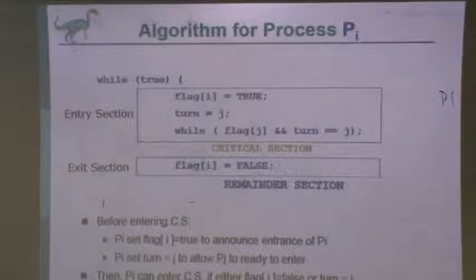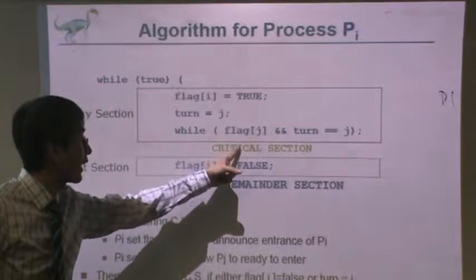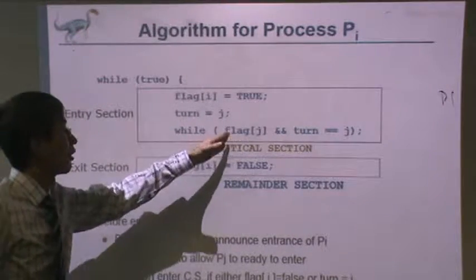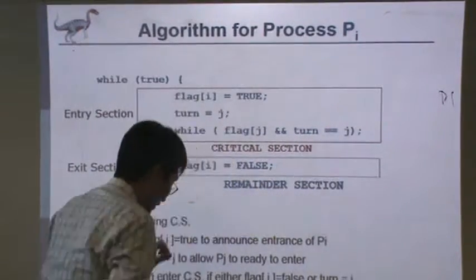Then how can we determine whether a process can enter the critical section or not? So flag j and turn j. What does it mean?